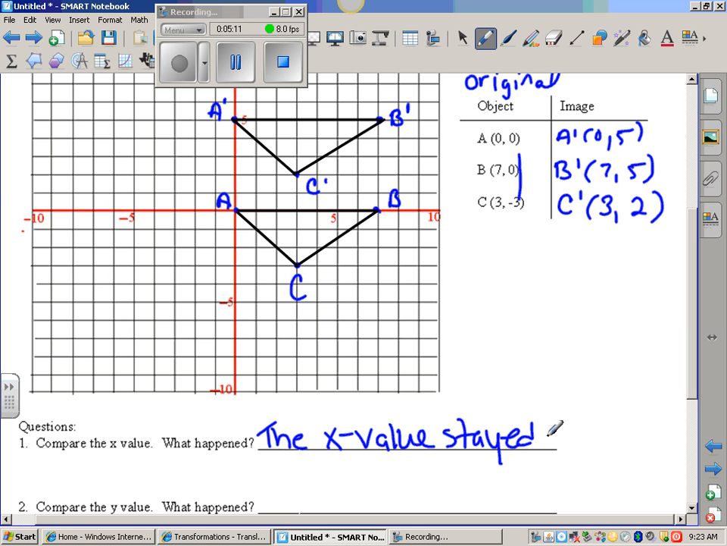And the reason why it stayed the same is because we didn't move left or right at all. All we did was move up 5 units. Up and down refers to your y-axis, and left and right refers to your x. Maybe it's important to put a little x there to remind yourself.